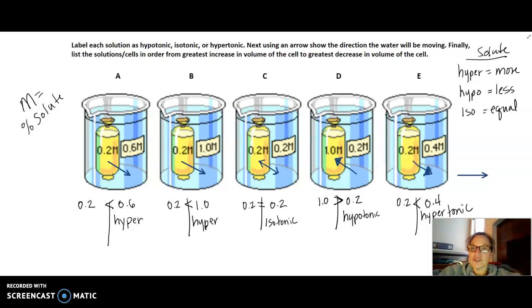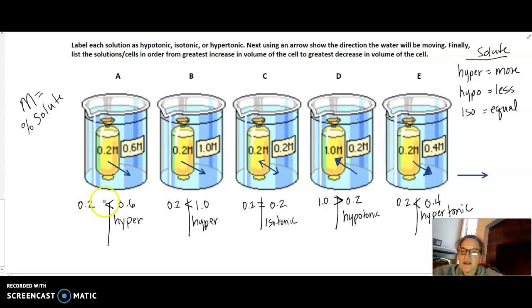Finally, list the solutions or cells, so A, B, C, D, and E, in order from greatest increase in volume of the cell to greatest decrease. Okay, here we have to do a little bit of math. And so what we're going to do is look at these numbers. What's the difference in the solute? That's going to determine the tonicity. So it's going to determine how strong that osmotic pressure is.